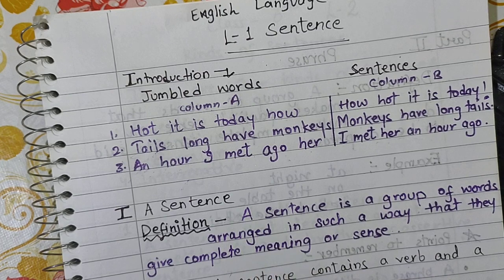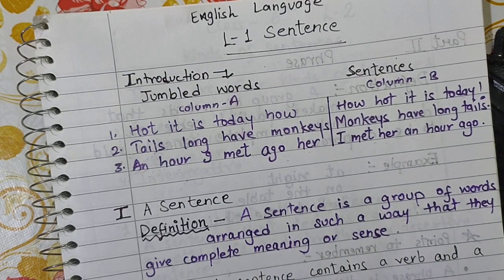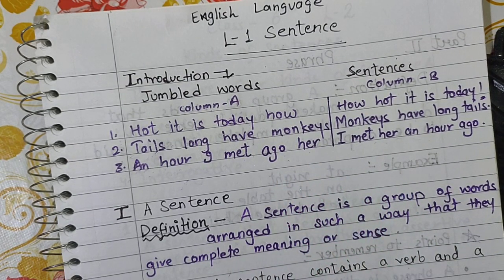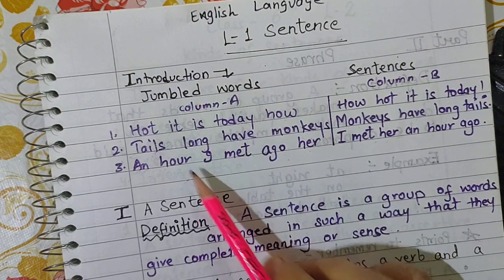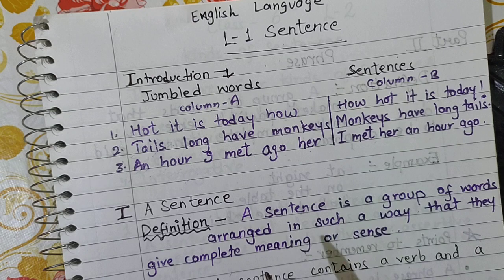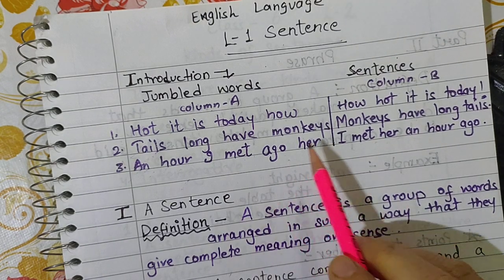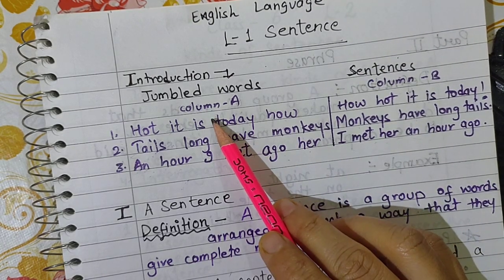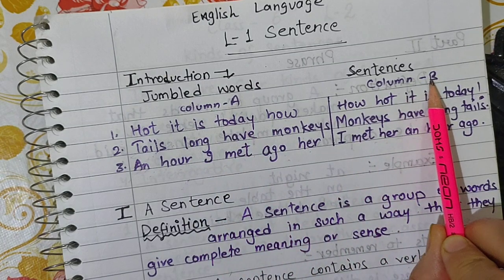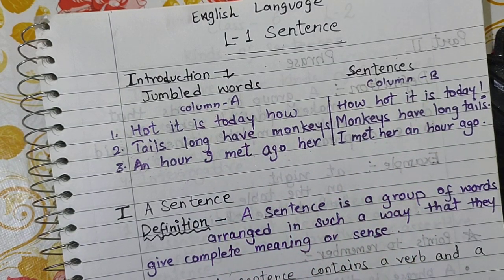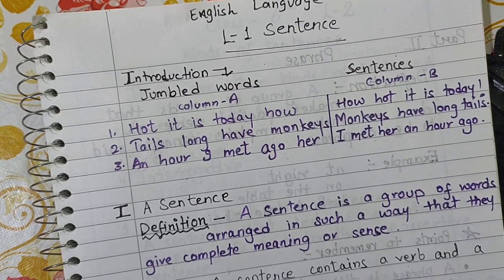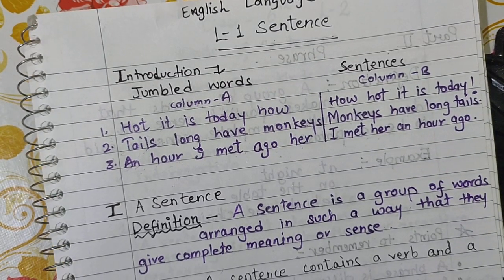Now if you look carefully in these two columns, you will find that the words in column A and the words in column B are the same. The same set of words that is in column A is also in column B. But what is the difference? What is the basic difference between these two columns? When the words are same, what is the difference?